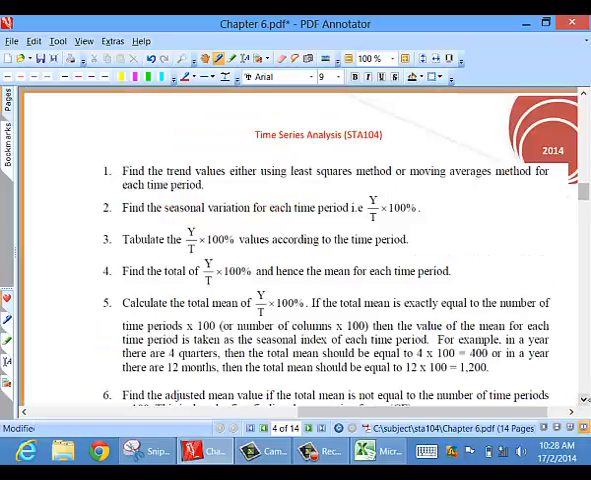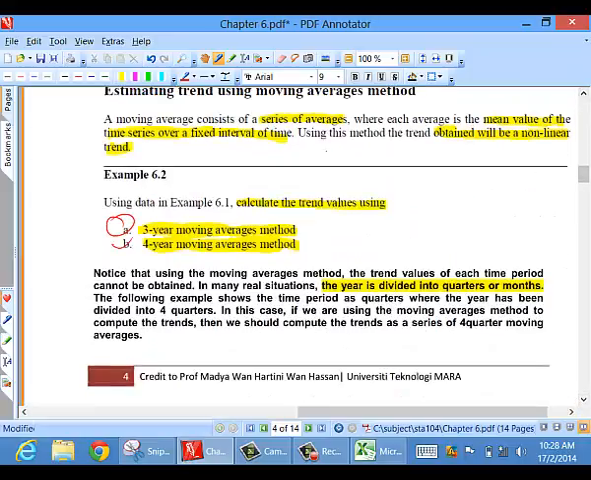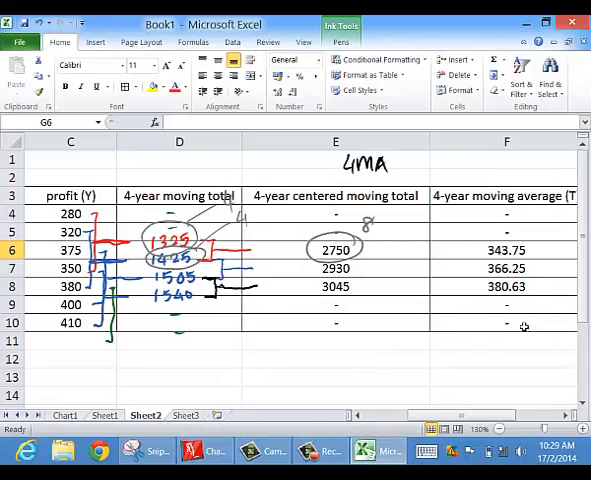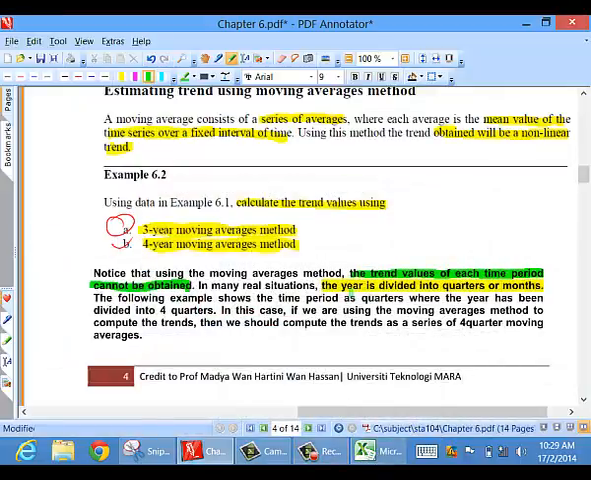So now, notice that using the moving average method, the trend value of each time period cannot be obtained. You cannot get it for each time period. Right? You will get null. There is null at the bottom, and null at the top too.